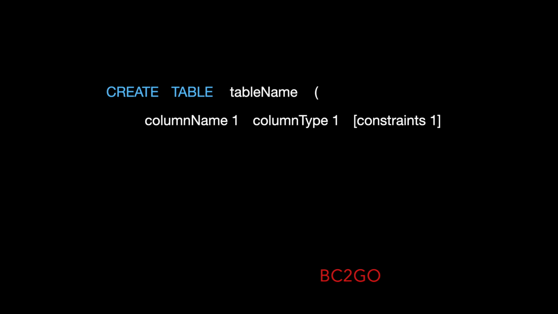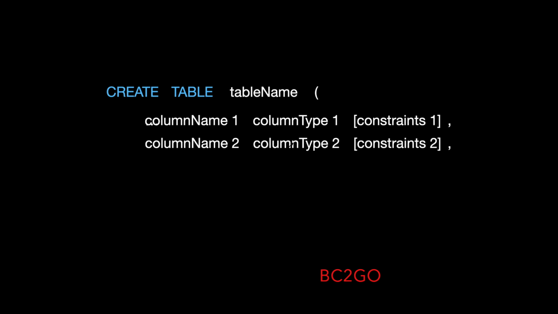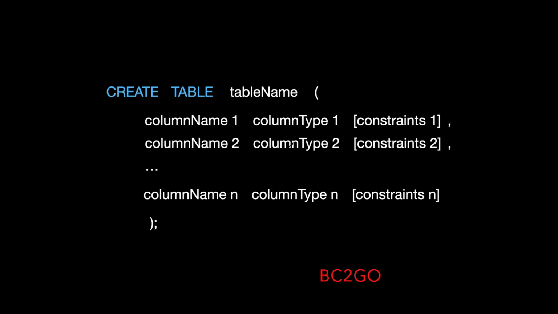And now I want to move on to the next column and put a comma. And repeat the same: column name, column type, and constraints if there are any, comma, and so on until I reach my last column. Now I will not put a comma. I will close the parentheses and put a semicolon to close the SQL statement. And now we go back to the terminal.